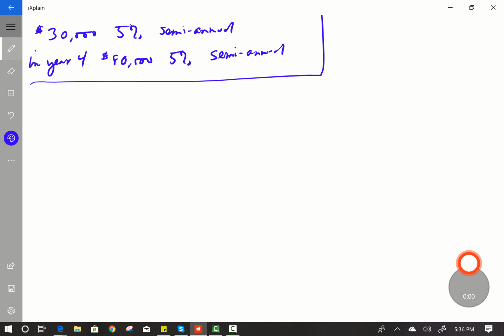So first of all, I'm going to calculate the first part based upon 3 years, because it's not until the beginning of the 4th year that she makes the next deposit. So I'm going to base this first part on 3 years, and 3 years times twice a year gives you 6 periods, and that's 5% divided by the number of times you compound it annually, which is twice a year, and that would give me 2.5%.